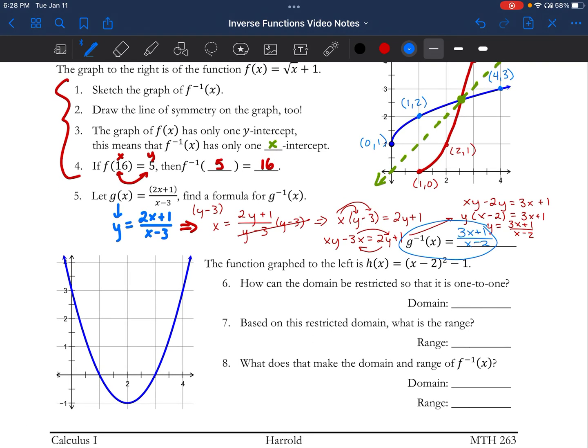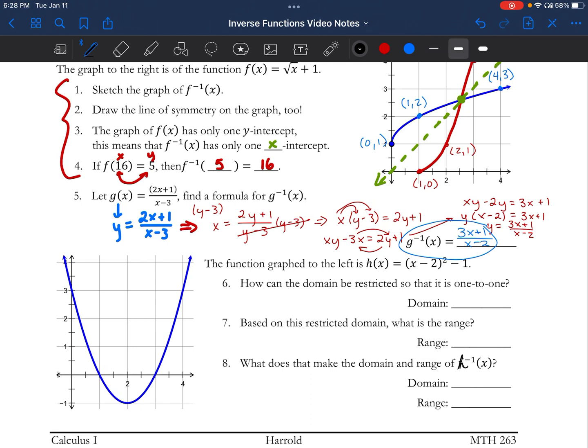So it says the graph to the left is the function h of x equals (x - 2) squared minus 1. I think I had a typo down here. This should be an h inverse of x. Let's see. How can the domain be restricted so that it is 1 to 1?